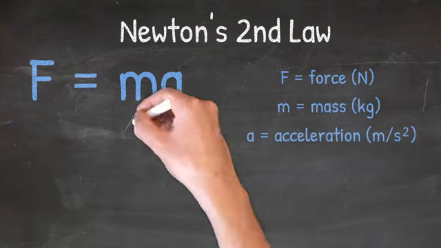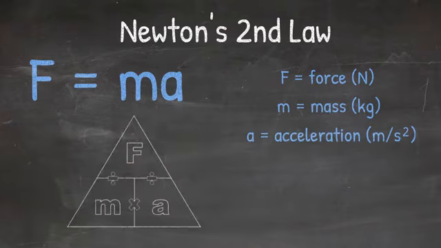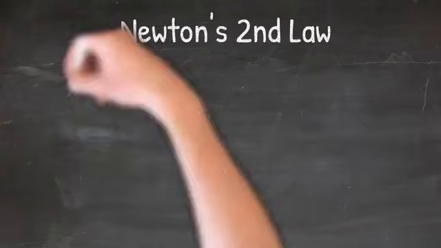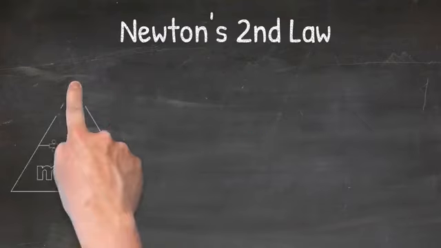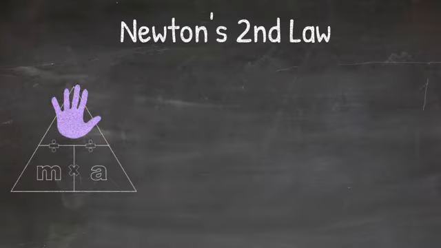An easy way to solve this formula is to use the triangle setup shown here. When using the triangle, all you have to do is cover up the letter you're solving for, and the triangle will tell you whether to multiply or divide. So, if I'm solving for force, I cover up the F, and the triangle tells me to multiply mass times acceleration. I know this because the variables are next to each other.